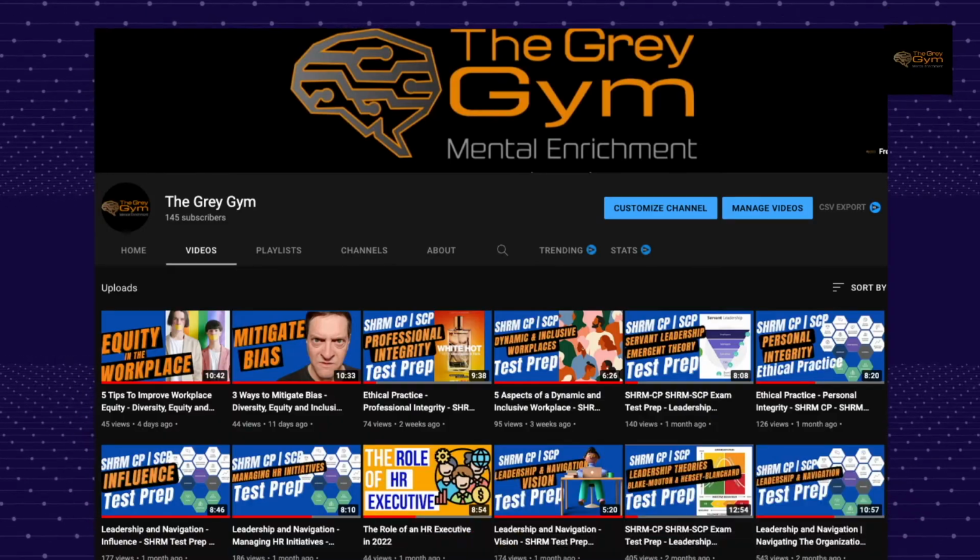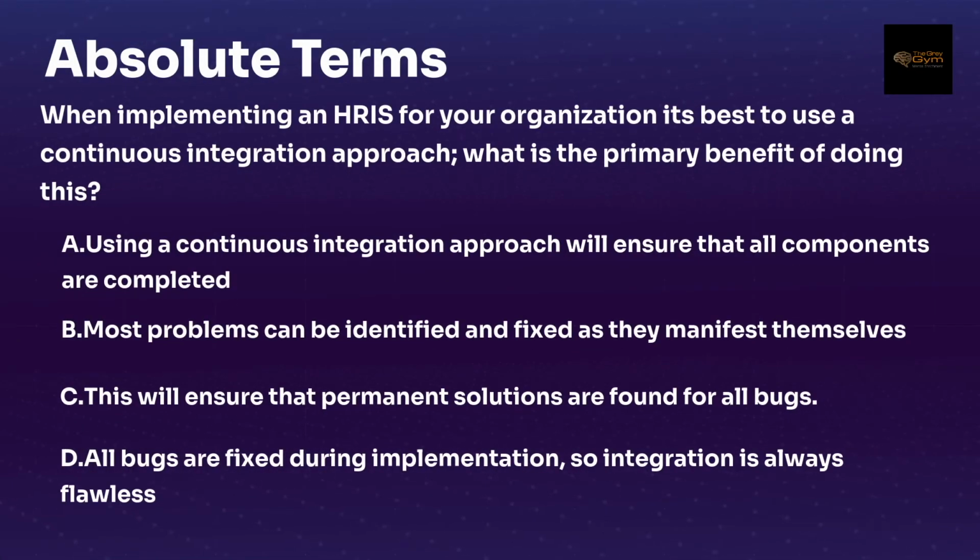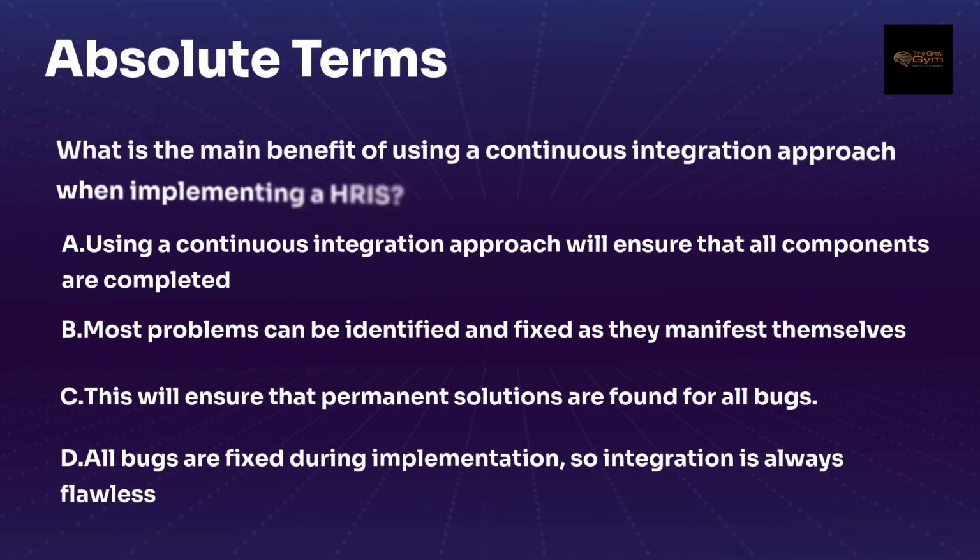So getting back to the question, what is the primary benefit of doing this? Now again, we can find a differentiating factor in the question, which is the word primary, and we can understand that this means the main benefit of doing this, right? So not just one of the benefits, but the main benefit. We now need to ask ourselves the question, primary benefit of doing what? And we can rephrase the question as, what is the main benefit of using a continuous integration approach when implementing an HRIS? This just makes the question a lot more palatable and easier to understand.